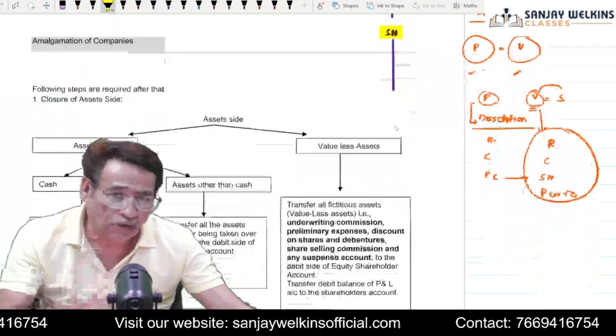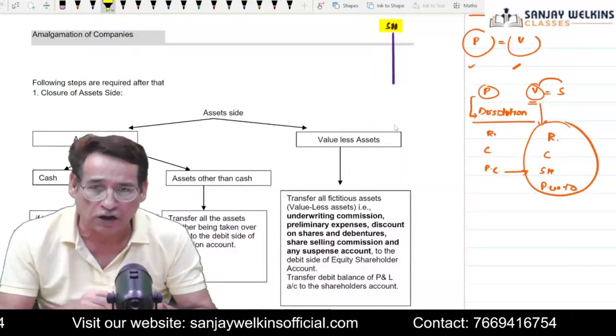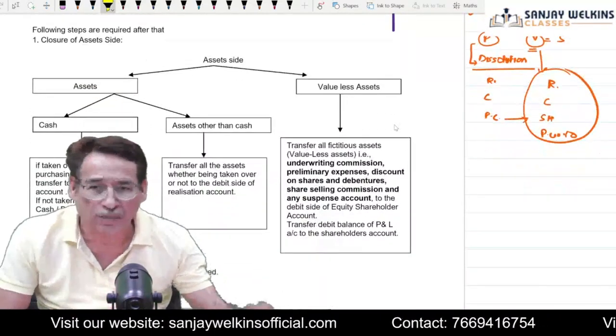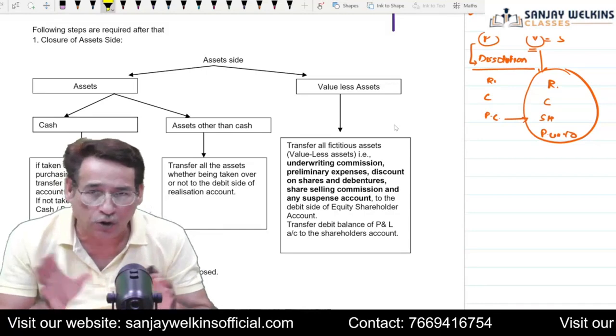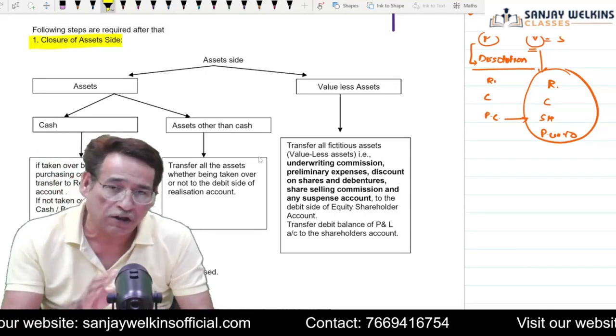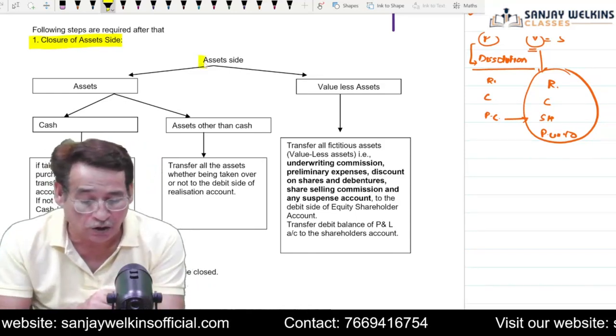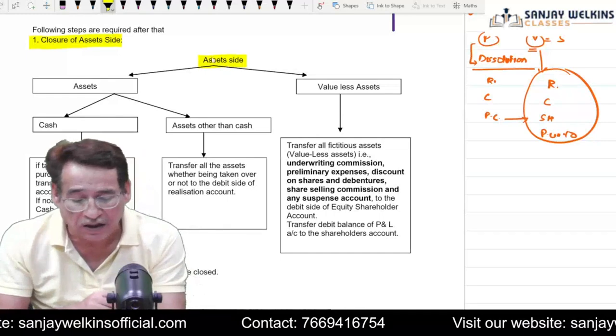Now, under the first step, because my business is getting closed, I am presuming myself to be a vendor company. Because the business of my company is closed down, as a first step, I am going to close my asset side. So your first step in the accounting in the books of vendor company is to close your asset side. In order to close your asset side, you are going to scan your asset side.